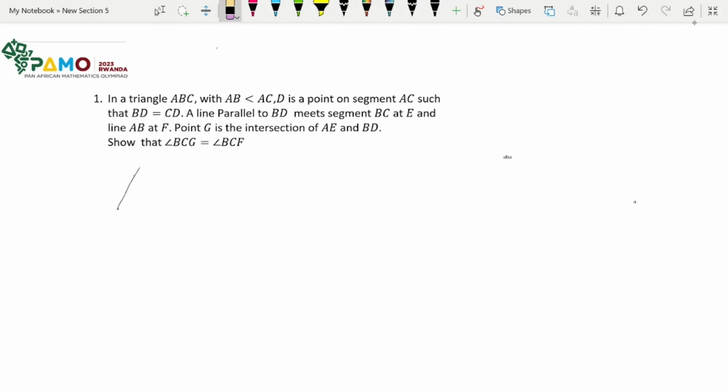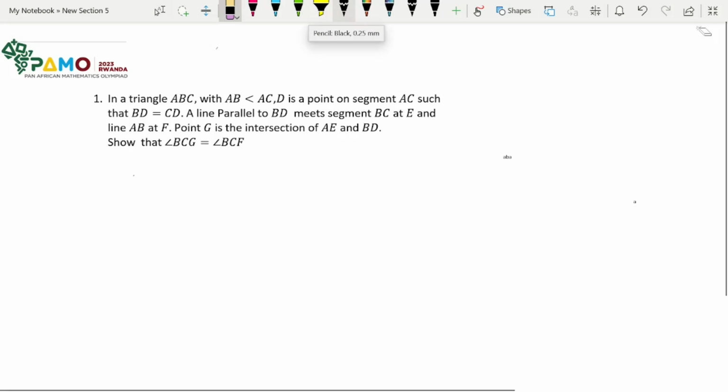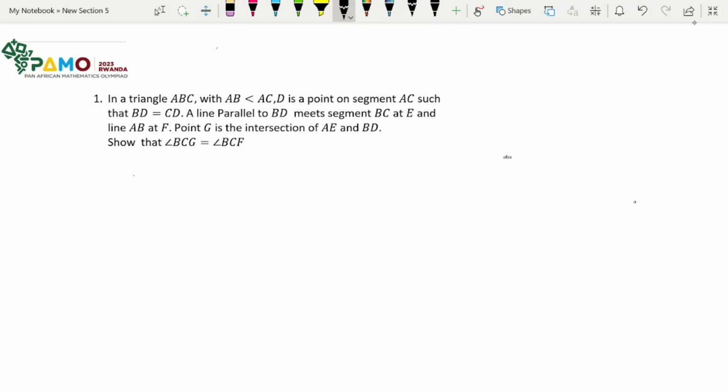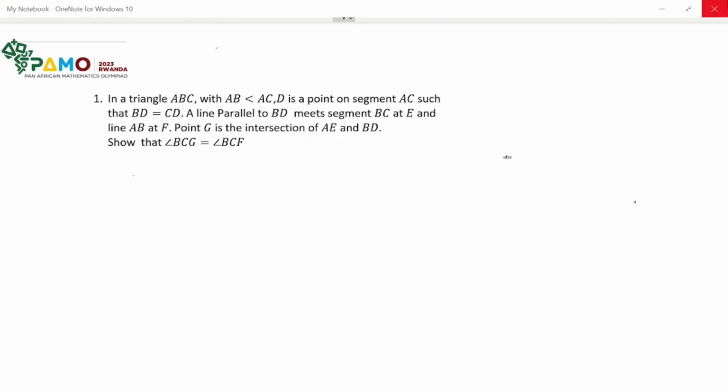It says: in a triangle ABC with AB less than AC, D is a point on segment AC such that BD equals CD. A line parallel to BD meets segment BC at E and line AB at F. Point G is the intersection of AE and BD. We have to show that angle BCG equals angle BCF. Okay, so that's the problem.